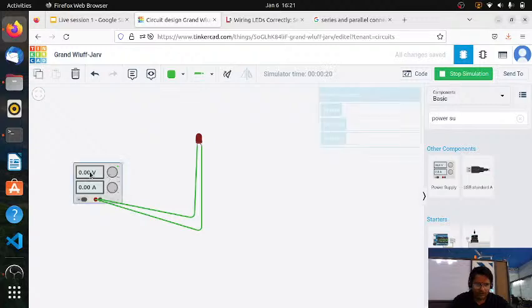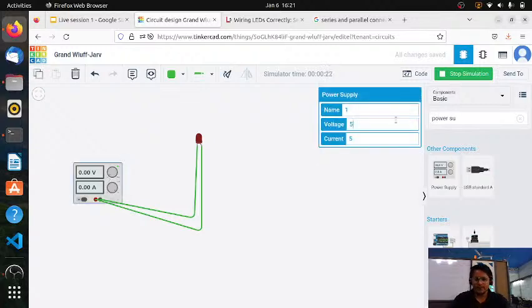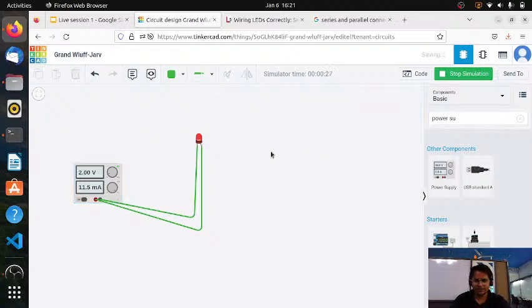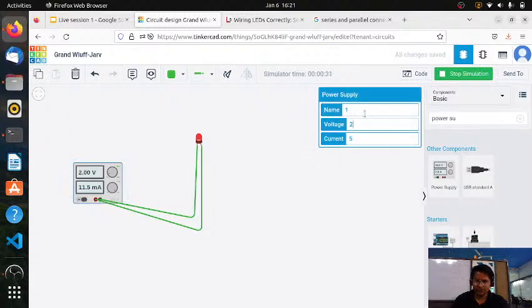Okay, so let's click here and let's write 2 volt. And here you can see LED is glowing. Let's decrease more. Let's write 1.5. And what you can see, LED is glowing, but it's very dim. So clearly we can say the LED forward voltage is 2 volt.